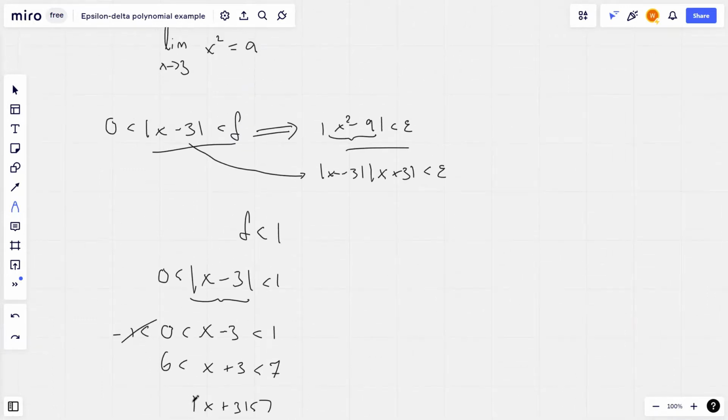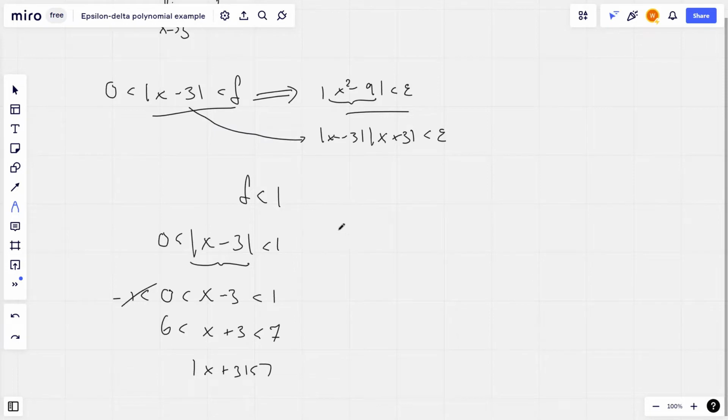So from this we know that if delta is less than 1, then the modulus of x plus 3 is less than 7. But what if delta isn't less than 1? Because we made this assumption, this will give us a delta equal to epsilon over 7, but this is under the assumption that delta is less than 1. So what if delta is not less than 1? This is why we set delta equal to the minimum value of 1 and epsilon over 7.